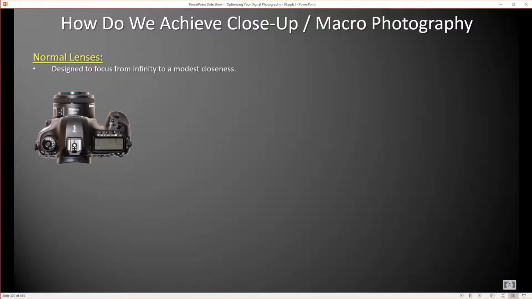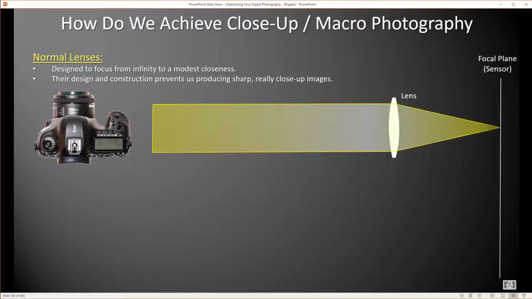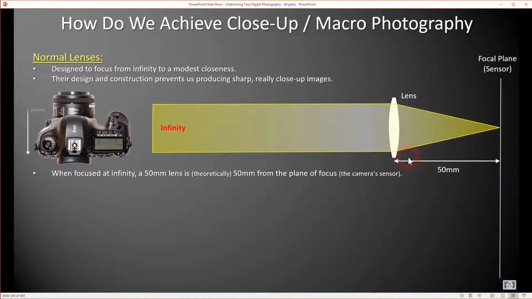Normal lenses are designed to focus from infinity to a modest closeness, and their design and construction prevents us from producing really close-up images. If you remember from some of the previous videos, with a subject at infinity, the light is coming in virtually in parallel lines. It goes through the lens and is brought to a sharp focus. So this is the 50mm lens. The lens is 50mm from the film or the sensor plane.